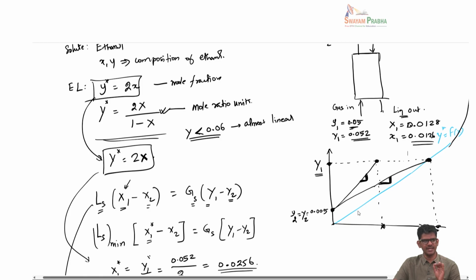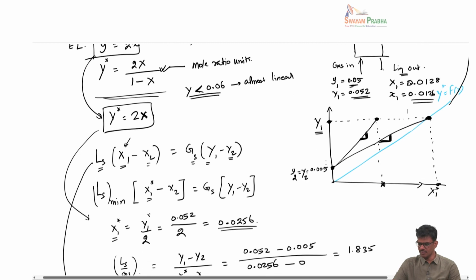So this problem is analytically solvable only because the equilibrium line is a line. If it is curved, you have to do it graphically. The operating line will always be a straight line in these mole ratio units, but in mole ratio units, the equilibrium line may or may not be a straight line. That's something you have to look at.